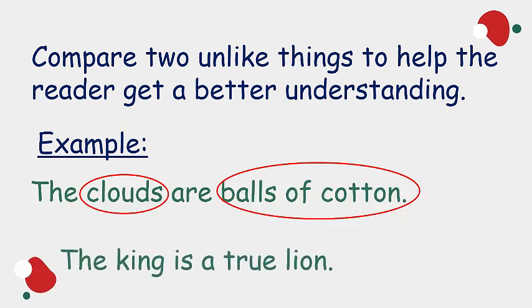Another: the king is a true lion. Again, we're comparing the king to a lion. What are some features of lions? Lions are strong. They're wild. They're dominating. So, if we say a king is a lion, then it means that the king could be strong or wild.